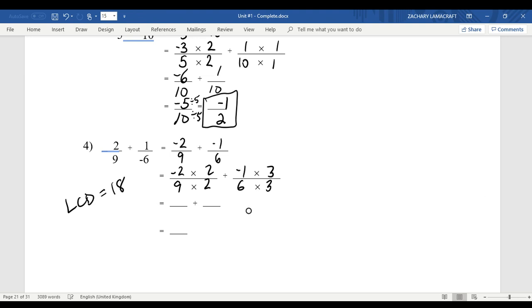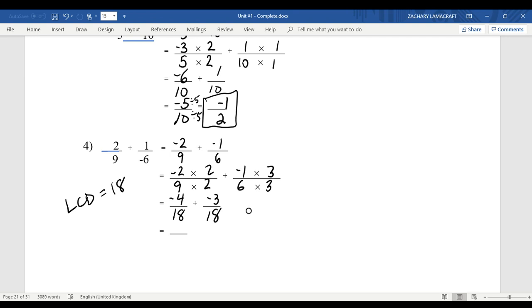So to get that, we had to multiply the 9 by 2 and the 6 by 3. So -2 times 2 is -4, and 9 times 2 is 18. And then -1 times 3 is -3, and 6 times 3 is 18. So does that make sense how we did that there, guys?